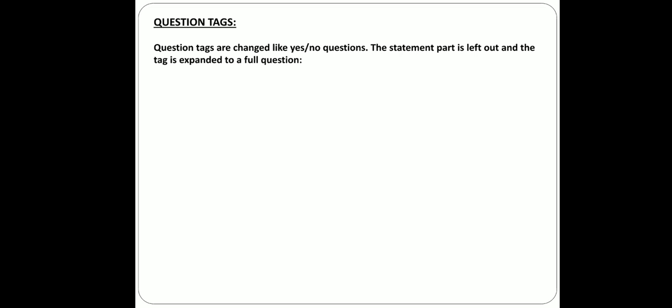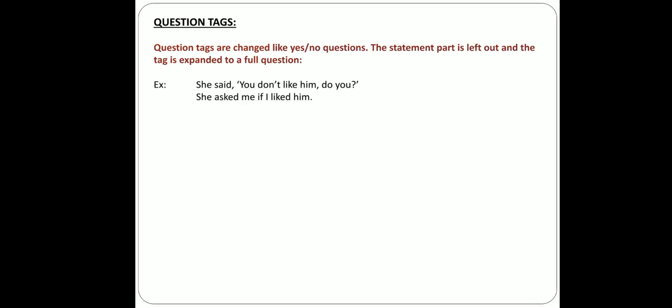Next, question tags. It is the most important thing in indirect speech. Question tags are changed like yes or no questions. The statement part is left out and the tag is expanded to a full question. It is the most important thing. Let us see the example.